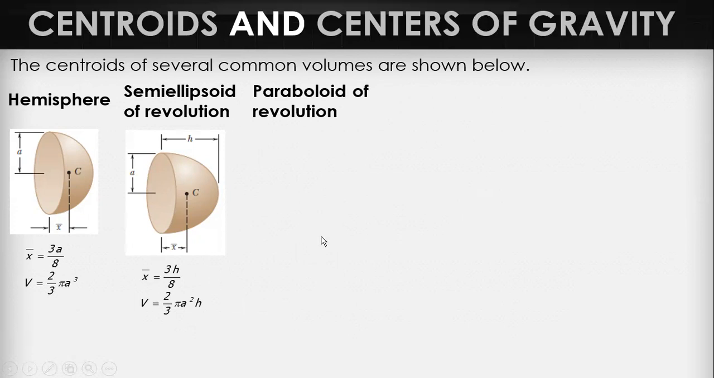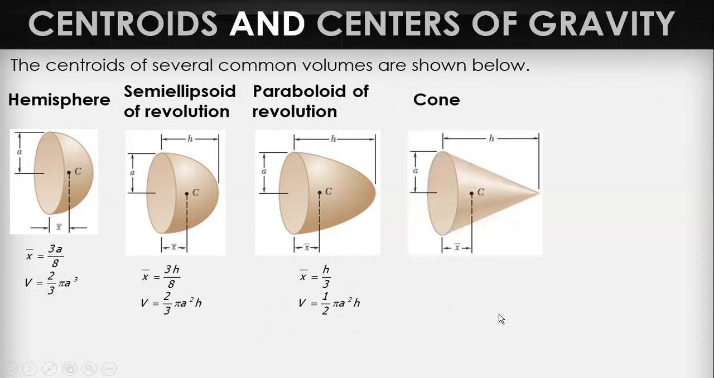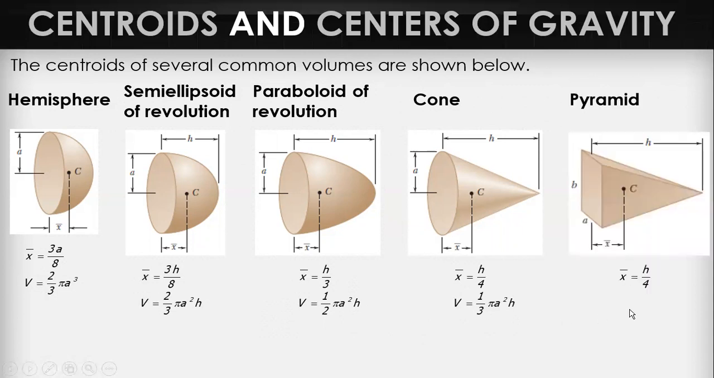Next, paraboloid of revolution. A semi-parabolic area revolved about the x-axis. The result: x bar is h/3 and the volume is 1/2 pi A squared h. And then we have the cone. You also have x bar and volume, and then the pyramid. So you can use this as your guide every time you solve a problem.